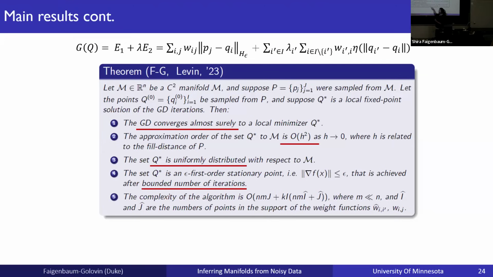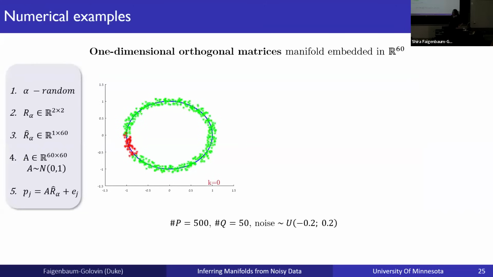We can bound the number of iterations that we will need to run, and that depends on the starting point. As you saw before, if we start far away from the optimum, we will need to run more iterations, while if we start from random sampling, we will converge quite fast. And we were also able to say something about the complexity of the algorithm. So we were quite happy about those results, and we decided to run it on some numerical examples.